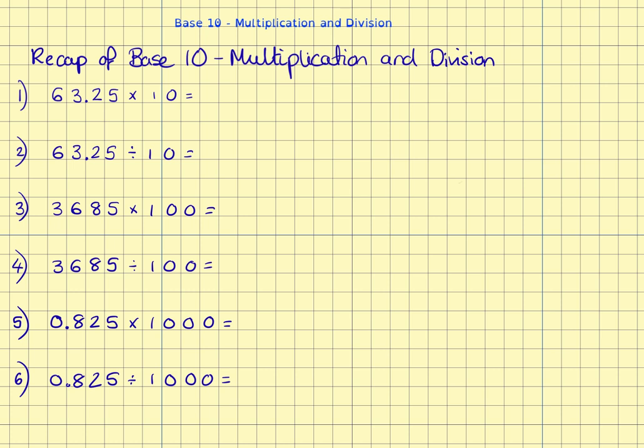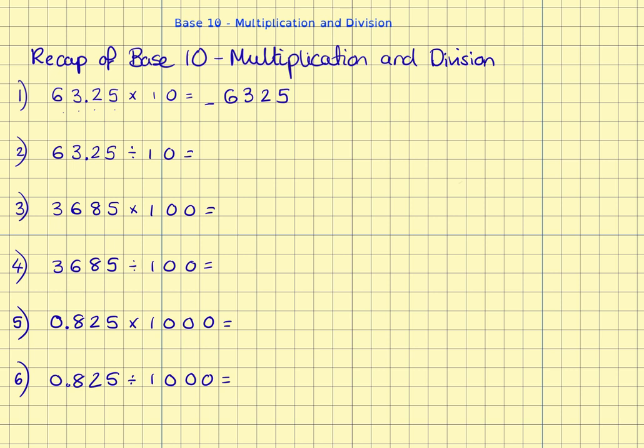When we multiply that by 10, what we're doing is making the number 10 times bigger. The first thing I always do in situations like this is miss a line, or a square in this case, and then write the digits 6325, because I know that those digits aren't going to change, but their value is going to change depending on whether they move forwards or backwards within the place value columns.